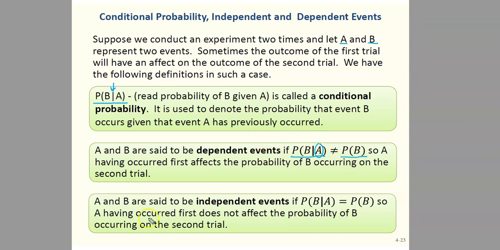On the other hand, A and B are said to be independent events if the probability of B given that A has occurred equals the probability of B. So event A having occurred previously does not affect the probability of event B occurring on the second trial. So that's what we call independent events in that case. Now let's take a look at an example to clarify this.